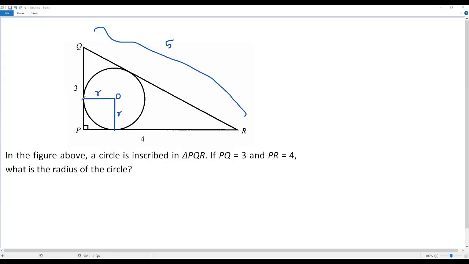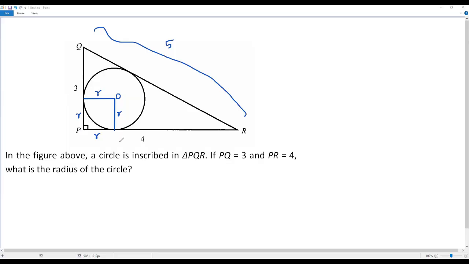Now, this vertical line segment over here and this vertical line segment over here are parallel. So since the length of this line segment is R, which is the radius of the circle, the length of this vertical line segment also must be R. The same thing: here we have a horizontal line segment, and here we have a horizontal line segment. They are parallel, so they must have equal length. Already we know that the length of this line segment is R, so the length of this line segment is also R.